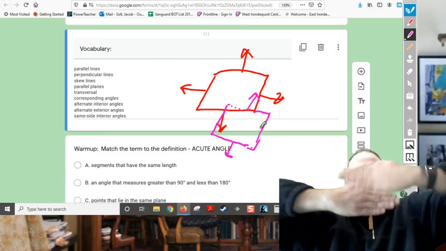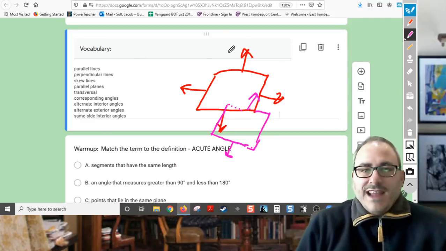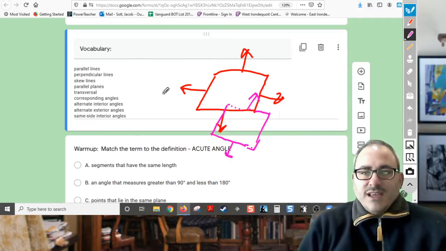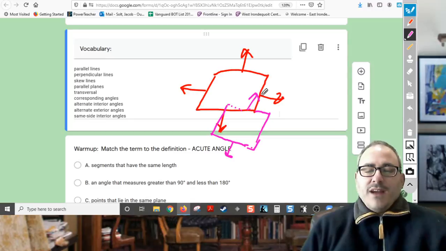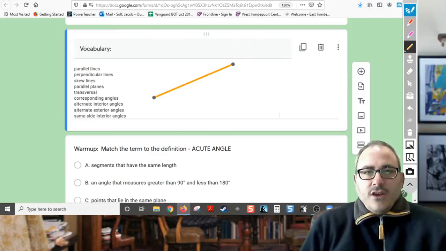And I can rotate them all sorts of ways, but the idea here is you have a plane, which is this two-dimensional figure that goes infinitely in all directions, and if they're parallel, they never touch. So parallel planes. Transversal, all right. This always shows up in every geometry class.